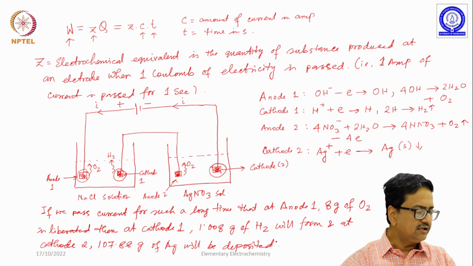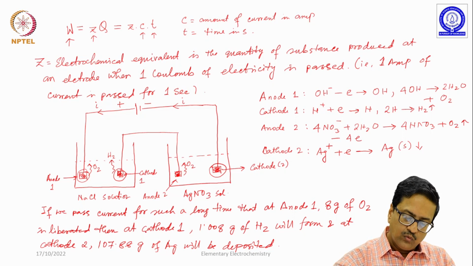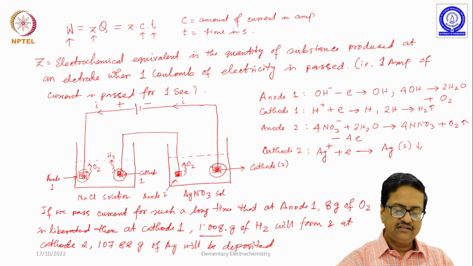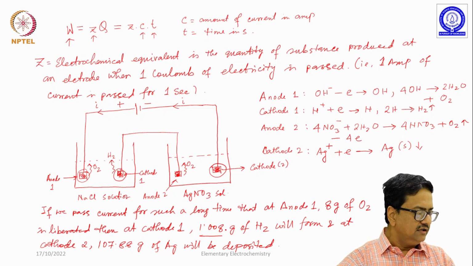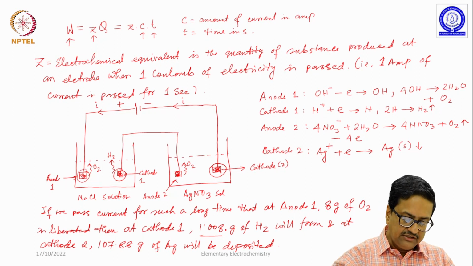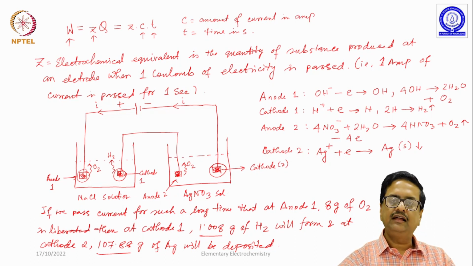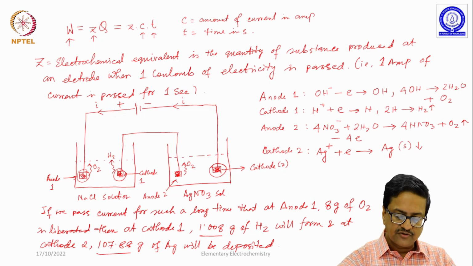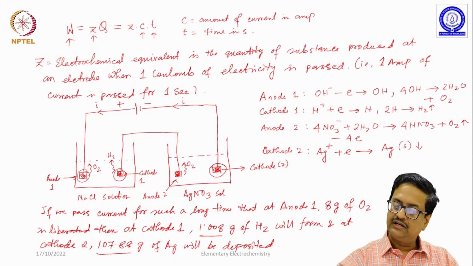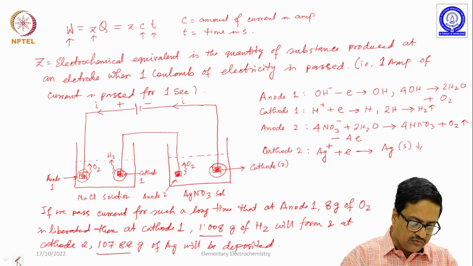So, the quantity of electricity required to liberate 1.008 gram of hydrogen or to deposit 107.88 gram of silver is called 1 Faraday, and the amount of electricity that corresponds to 1 Faraday is 96493 coulombs.